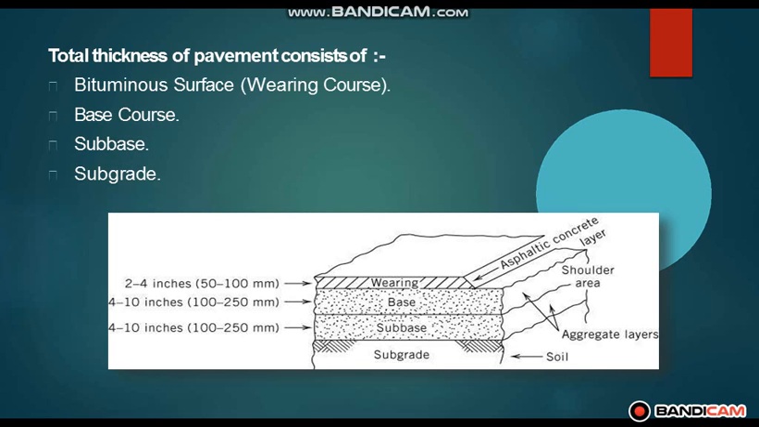So, the total thickness of pavement consists of bituminous surface, that is wearing course, base course, subbase, and subgrade. Here you can see some layers of the road. So the lowest one, subgrade, then subbase, base, and wearing. Wearing is an asphaltic concrete layer, and there are some shoulder areas and aggregate layers. And here you can see that subgrade is soil.